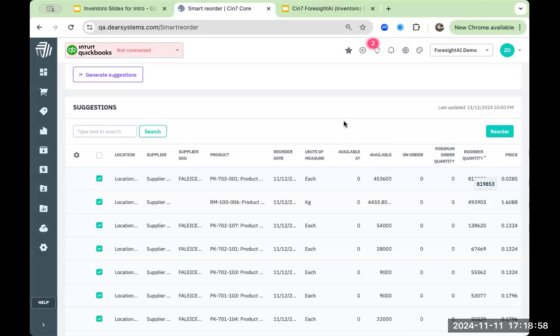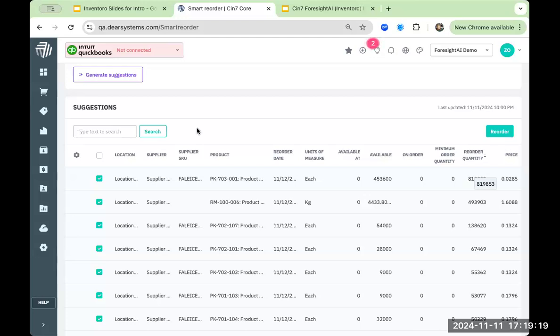Not only that, though, Foresight AI does need at least 6 months of data to start accurately forecasting, ideally 2 years, because it does account for seasonality of items, which is great, right? Again, we're talking about that overstock and ensuring that you don't have overstock on seasonal items and holding on to them all year.